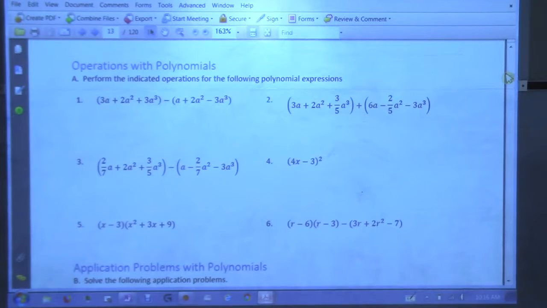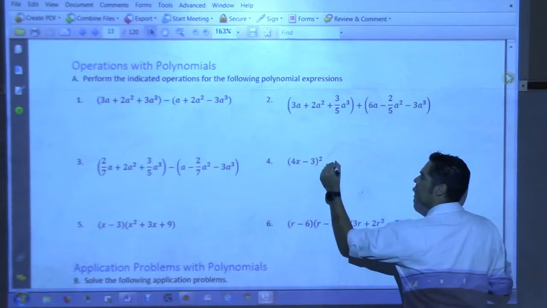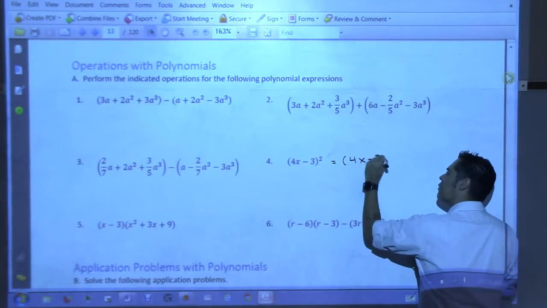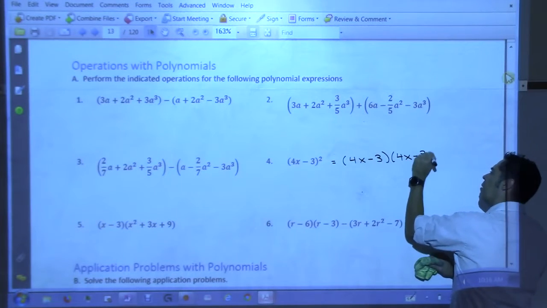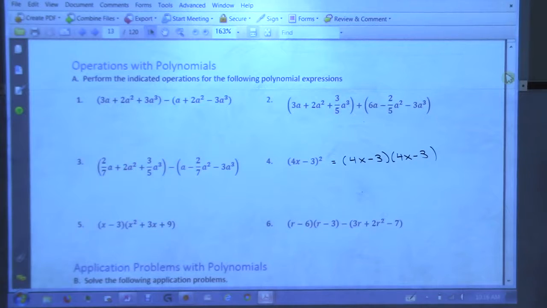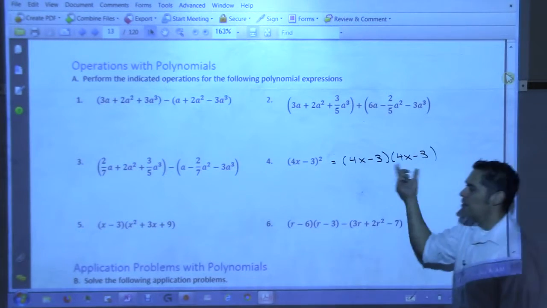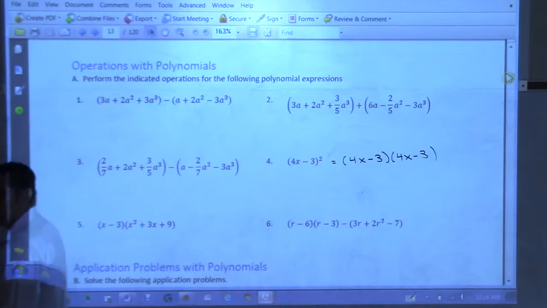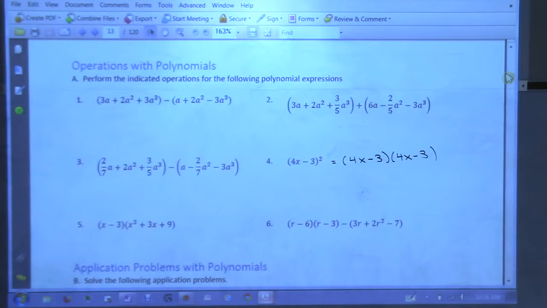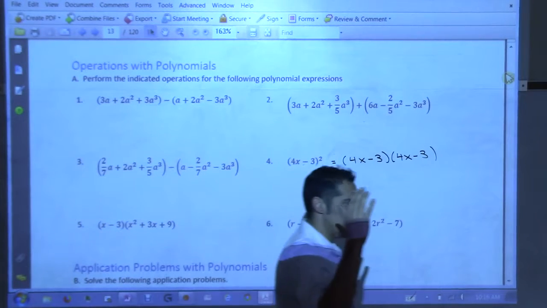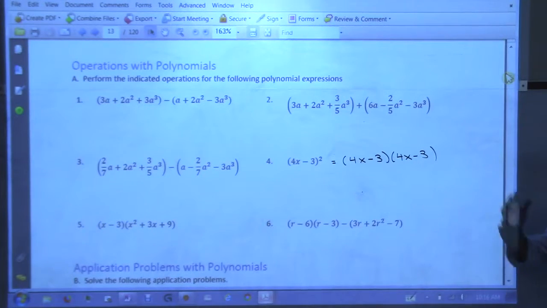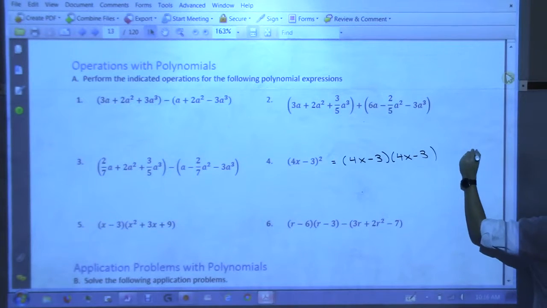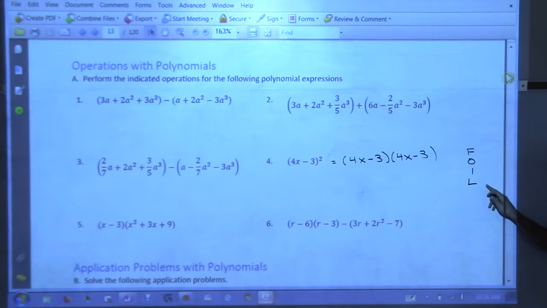It says 4x minus 3 squared, right? That means 4x minus 3 times itself. This means 4x minus 3 times 4x minus 3. You have to multiply it times itself. And how do we multiply polynomials? Does anyone know how we would multiply those two together? Have y'all learned FOIL before? Show of hands. FOIL, right? So what does FOIL stand for? First, outer, inner, last.